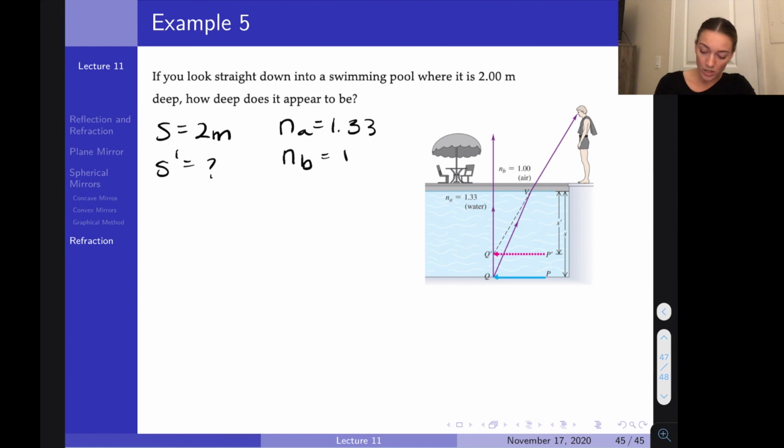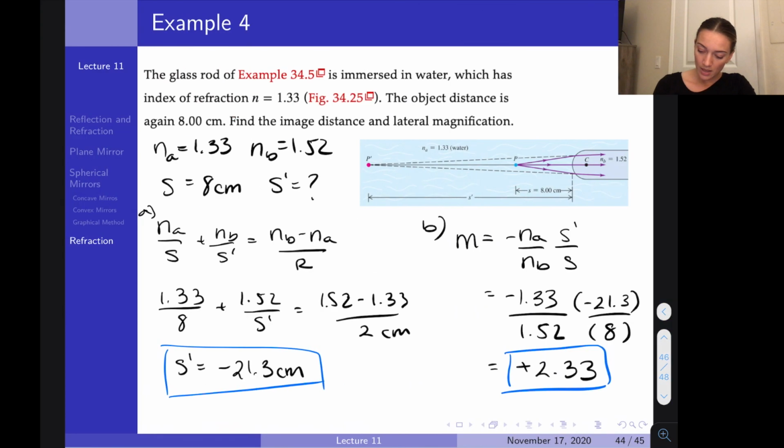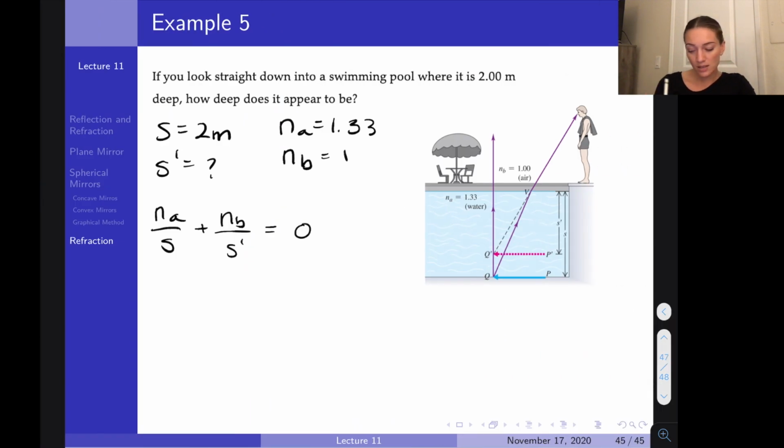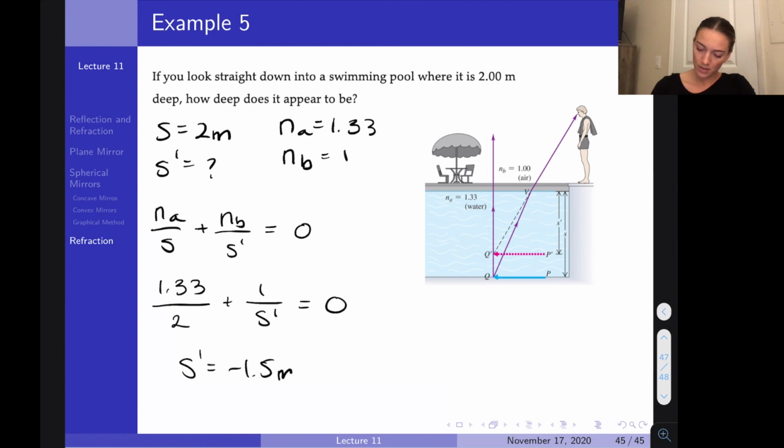So now we can just use the equation that we had before, NA over S plus NB over S prime is equal to 0, right? Because remember our radius of curvature is infinity when we have a flat surface, so it's just 0 on that right-hand side. So now we can just plug in 1.33 over S, which is 2 meters, plus NB, which is 1, divided by S prime is equal to 0. And now we can just solve for S prime. And for S prime, we get negative 1.5 meters. So S prime is negative 1.5 meters.